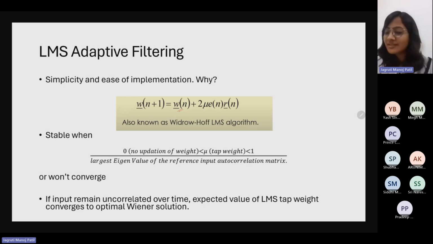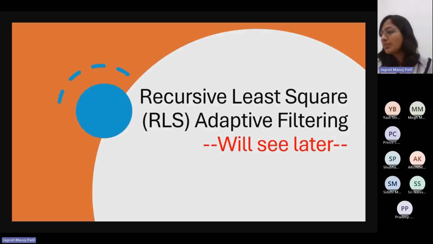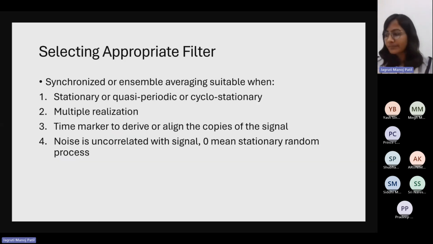So in a way, this is the condition defined so that the filter would be stable, or it won't converge to the minimum. If the input remains uncorrelated over time, the expected value of the tap weight converges to the optimal Wiener solution. Now, if it's uncorrelated, it will again go back to the Wiener solution. So from where we came, it's just a few more modifications of a particular filter. But if you do some tweaks, it becomes the original conventional filter itself. So Wiener is quite popular and also works. Recursive least square filtering we'll see later, next week.